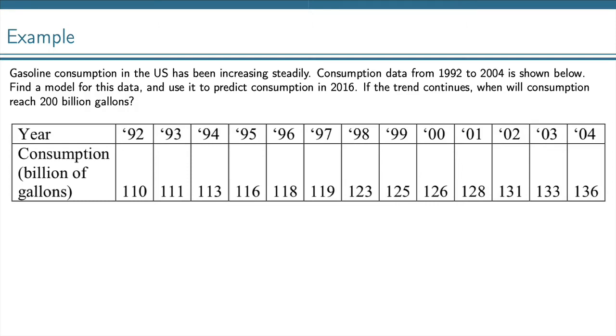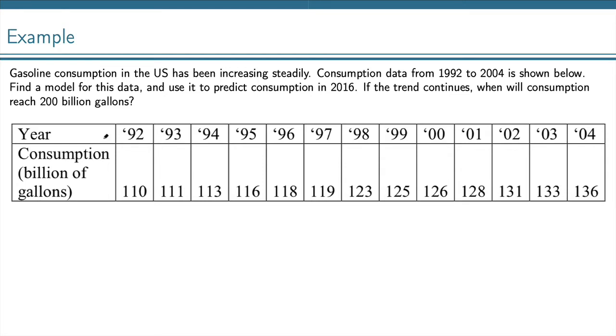Gasoline consumption in the United States has been increasing steadily. Consumption data from 1992 to 2004 is shown in this table. Find a model for this data and use it to predict consumption in 2016. If the trend continues, when will consumption reach 200 billion gallons?